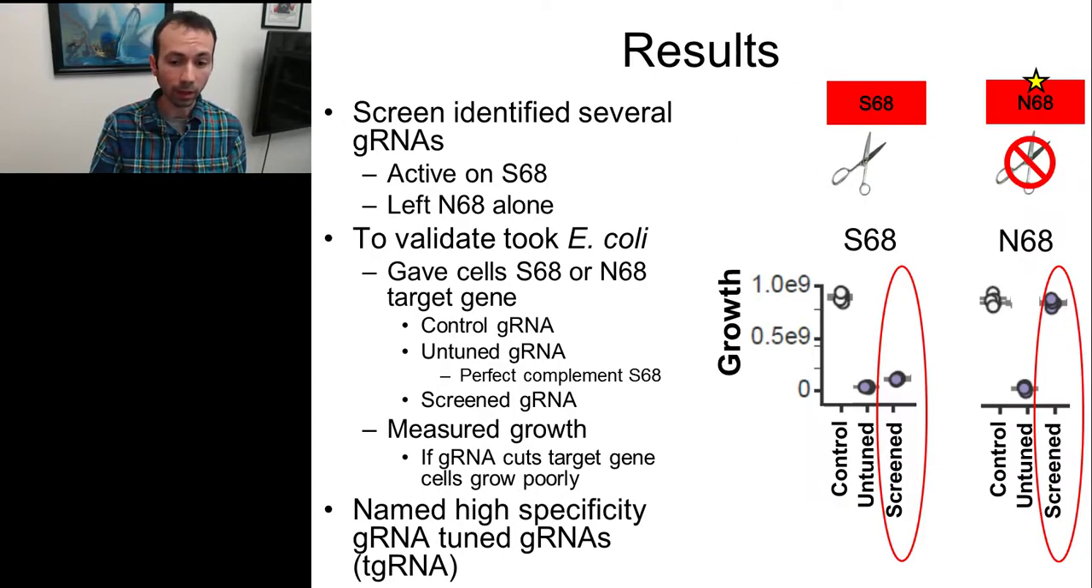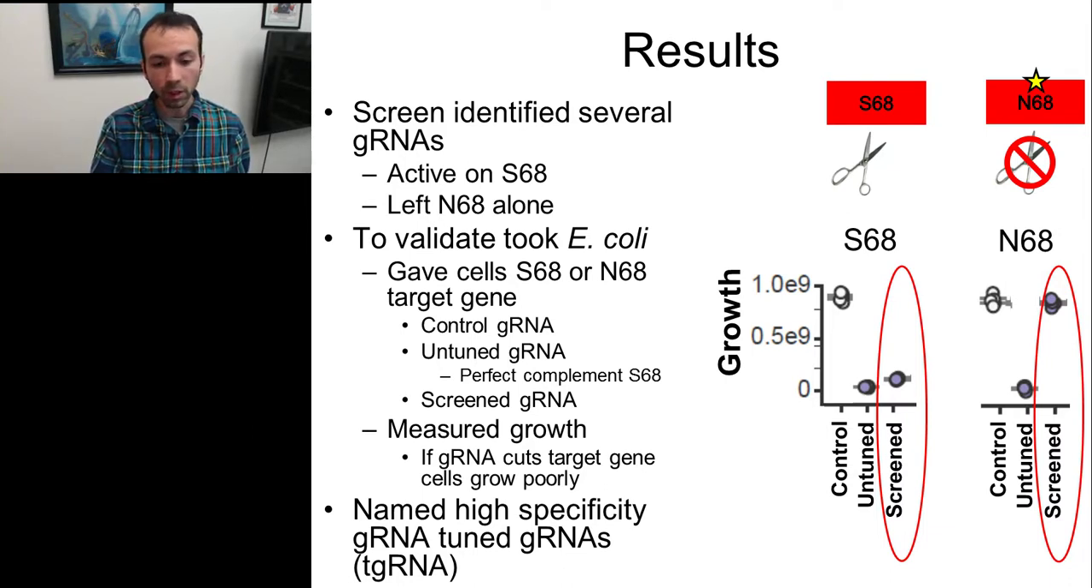And so we decided to validate our results in E. coli. We gave cells either S68 or N68 alleles. We then fed them either a control guide, which targets nothing inside of the E. coli genome, or what we call an untuned guide. This is a guide that is perfectly complementary to S68, and by virtue of that only has a single mismatch to N68. Or our screen guides. These are guides that have one mismatch to S68 and then two mismatches to N68.